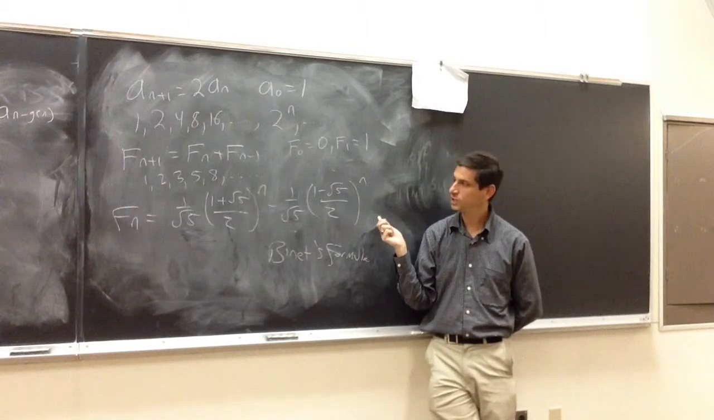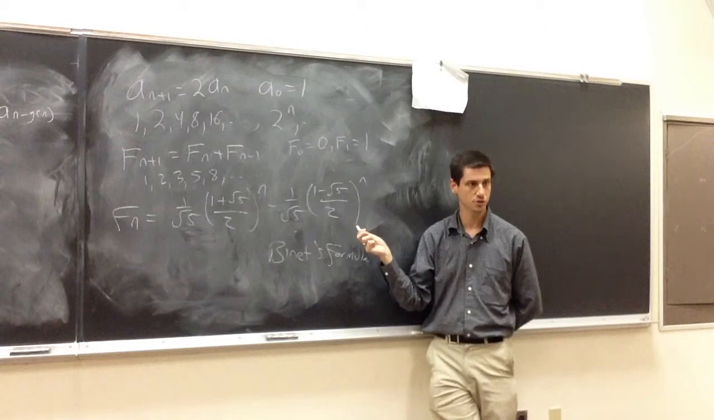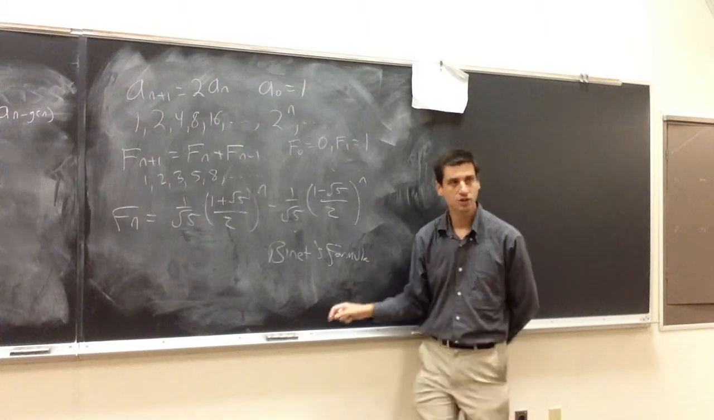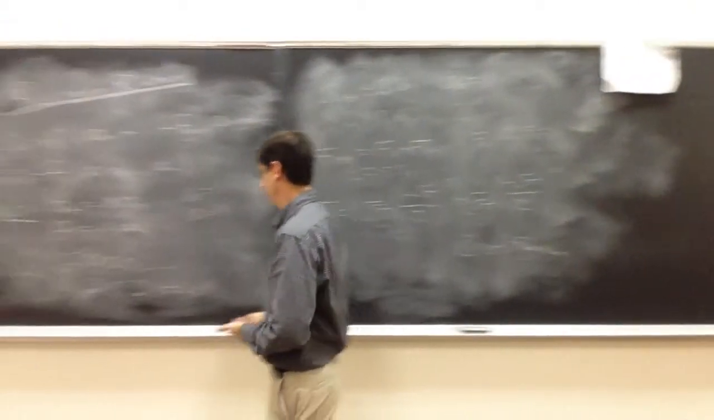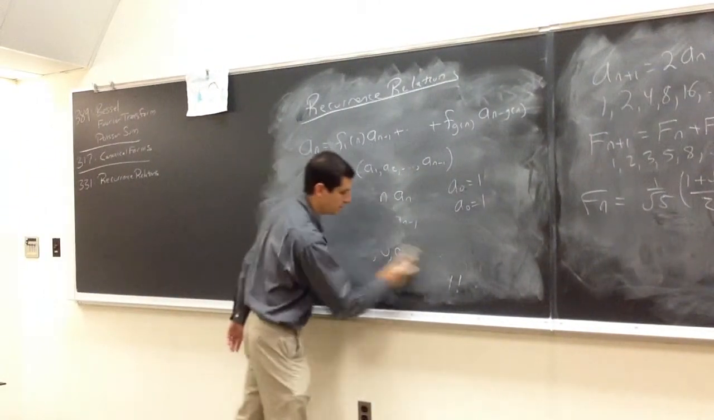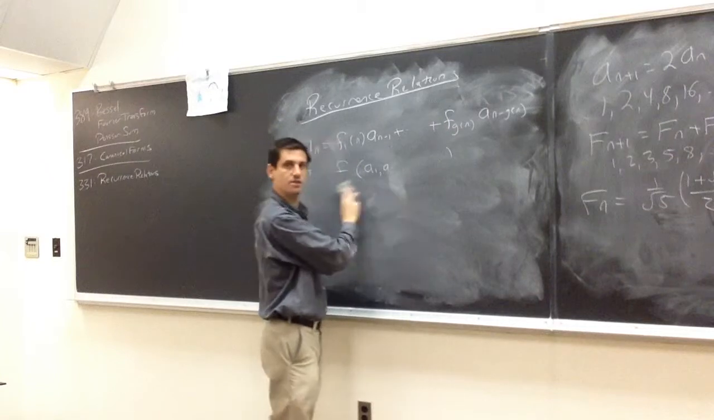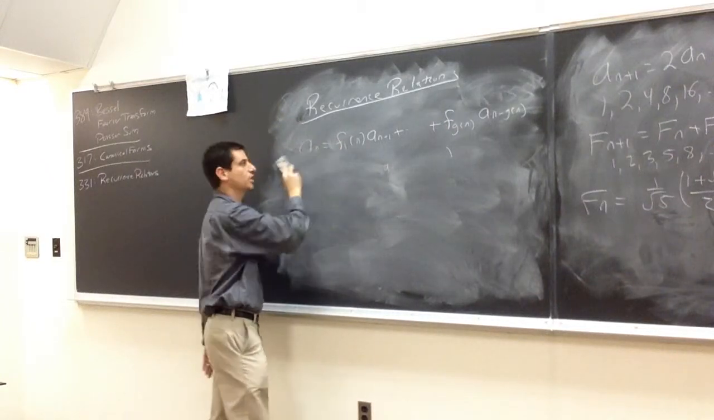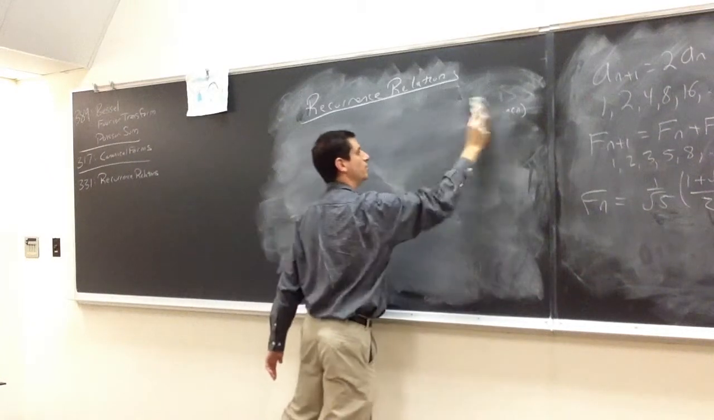Okay. What I want to do is I want to show you two different ways to get the solution. I'm going to concentrate on constant coefficient recurrence relations. Linear algebra is a prerequisite for this class. Yes? Okay, good. So we'll be able to use a little bit of linear algebra.